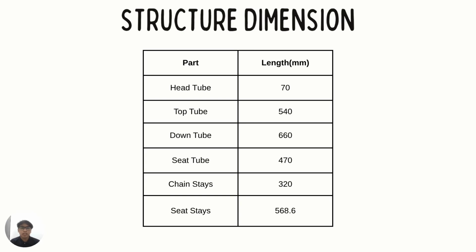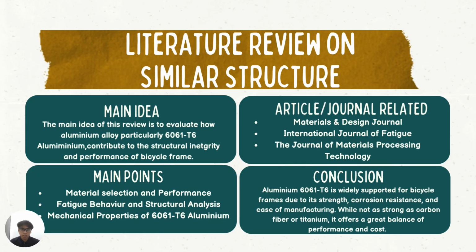The first part is the head tube that consists of 70 millimeter length, and then the top tube 540 millimeter length. Down tube consists of 660 millimeter length. Seat tube consists of 470 millimeter length. The chain stays 320 millimeter length, and lastly the seat stays consists of 568.6 millimeter length. This is the literature review on similar structure.